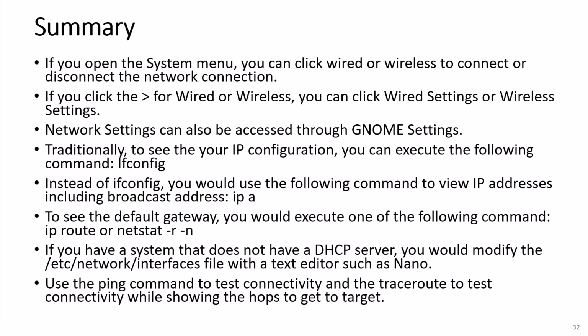In summary, if you open a system menu and you click wired or wireless, you can connect or disconnect the network connections. If you click the greater than sign for wired or wireless, you can click wired settings or wireless settings. Network settings can also be accessed through GNOME settings.